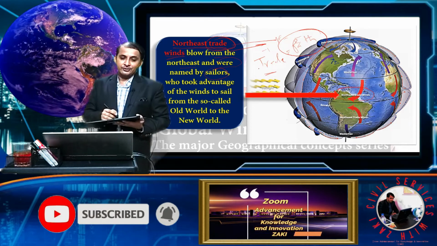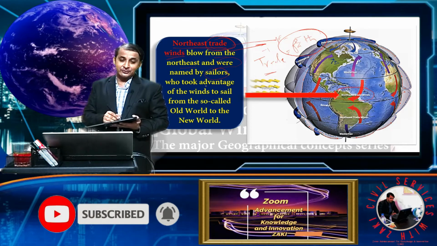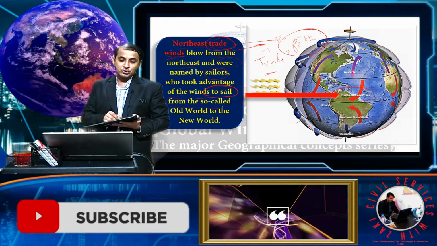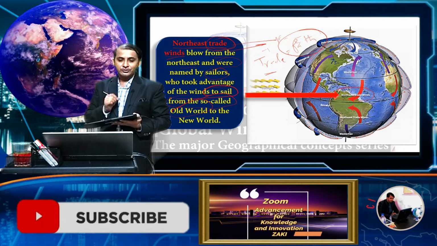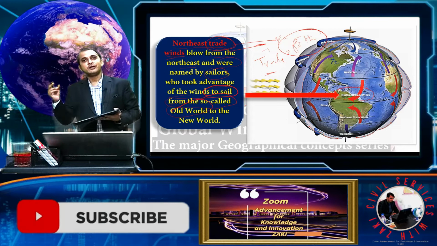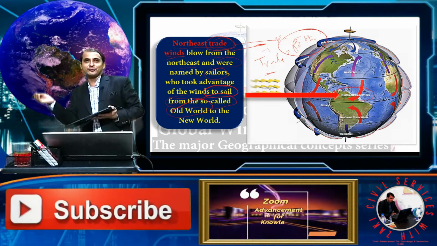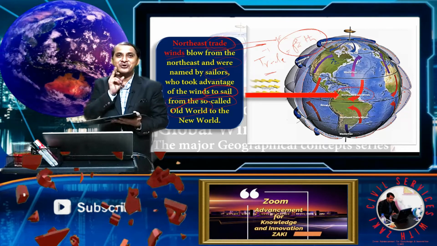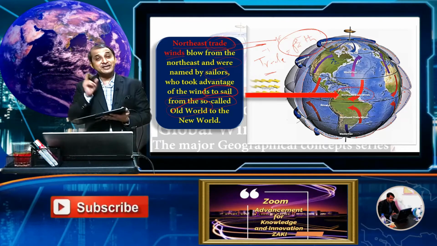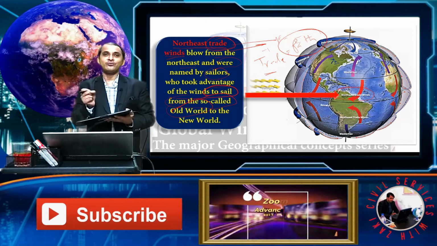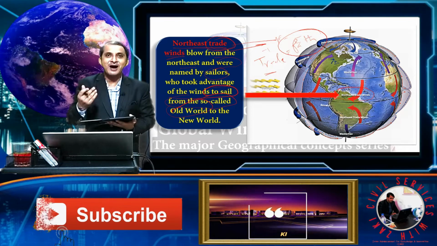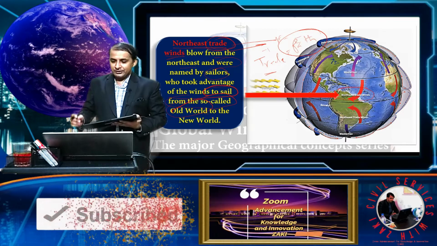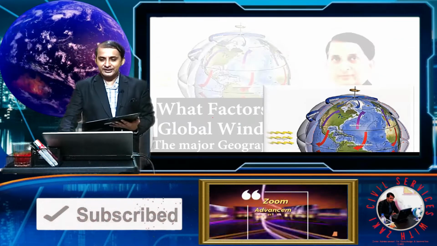So basically these sailors took advantage of the wind to sail from the old world to the new world. So they sailed from the old world to discover the new world, so to discover a new path. That's why it is called "Trade" in German. If you translate it into English, it is called path wind. So, a new world.